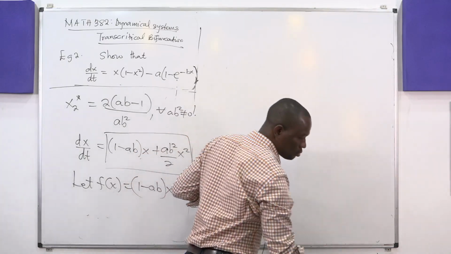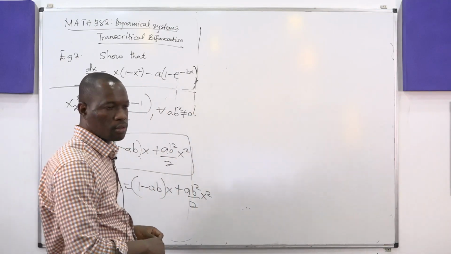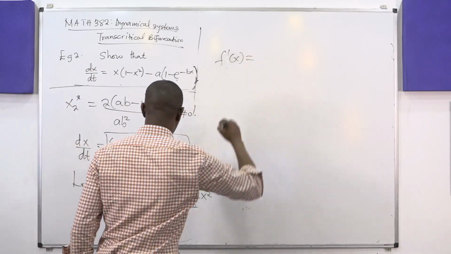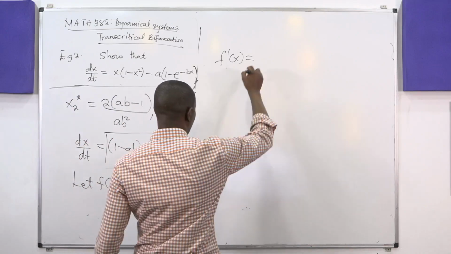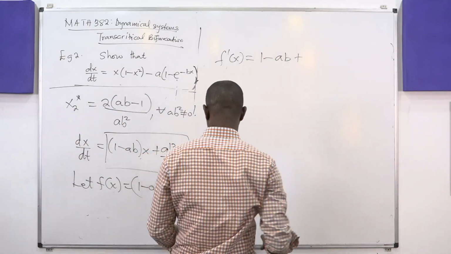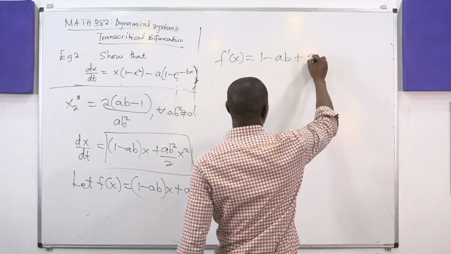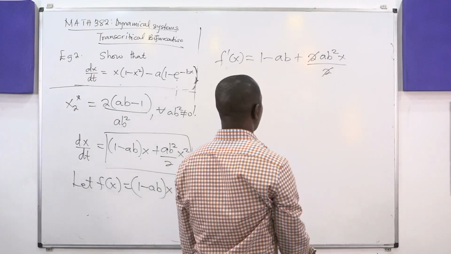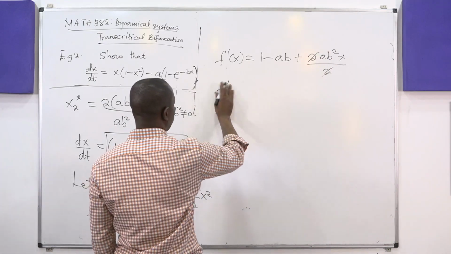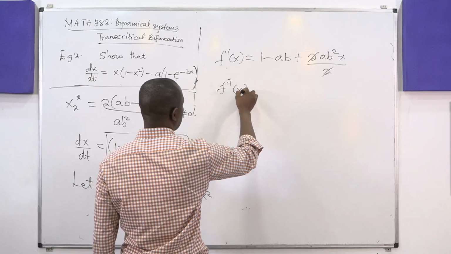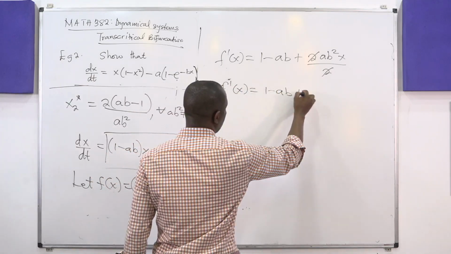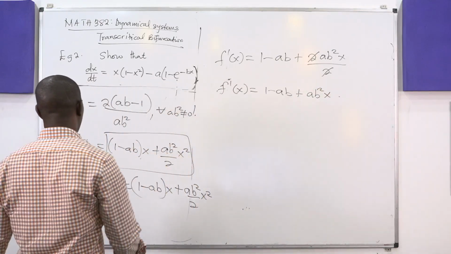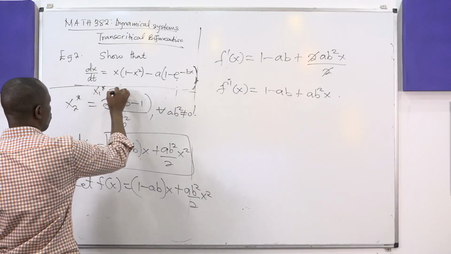So now, look here. Let's differentiate this. f prime of x, what do we get? Differentiate. We get 1 minus ab plus, this will be 2ab squared x over 2. We shall cancel the 2. Is that okay? So f prime of x is 1 minus ab plus ab squared x. So the fixed points: our x1 star equals 0, and this.